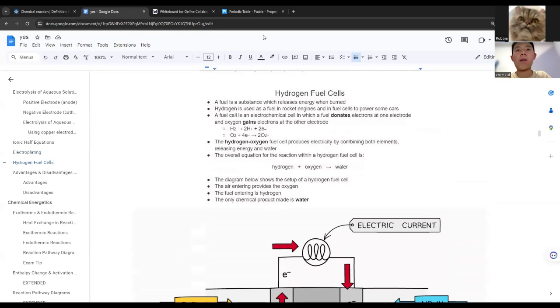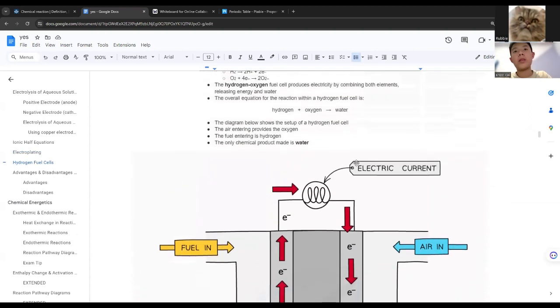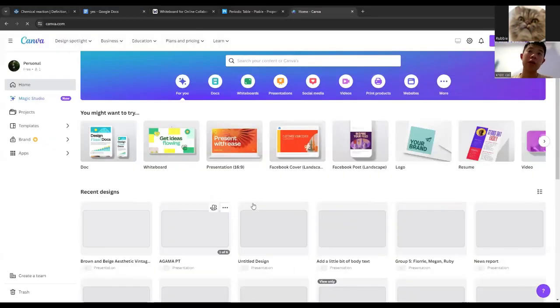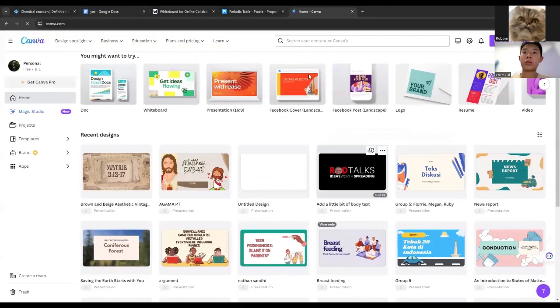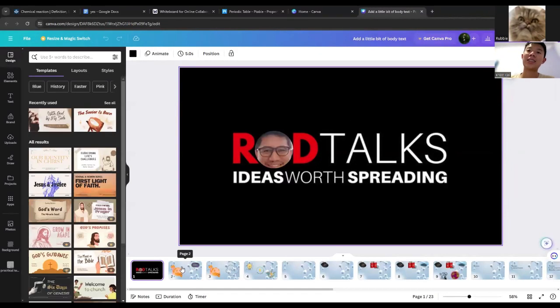Okay, hydrogen fuel cells. I don't think Mr. Rod explained that much about hydrogen fuel cells. Did you have the Rod talk? Yeah, we did. Like a TED Talk, and we have to explain why it is expensive and why we're not using it in a wide range. I can explain to you my Rod talk.